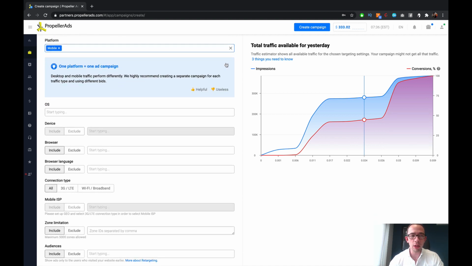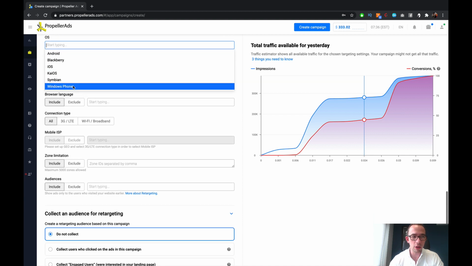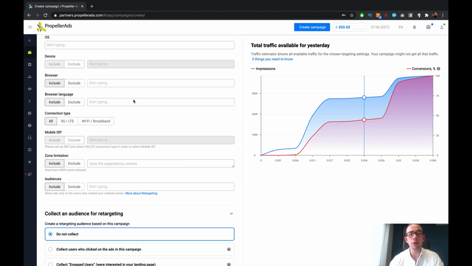You can include and exclude operating systems, devices, browsers. So you can see you have all these different ones. You have all these different browser languages. And this is basically usually what happens when you have optimized campaigns, when you have a lot of data. You can add stuff here when you already know something is not working.